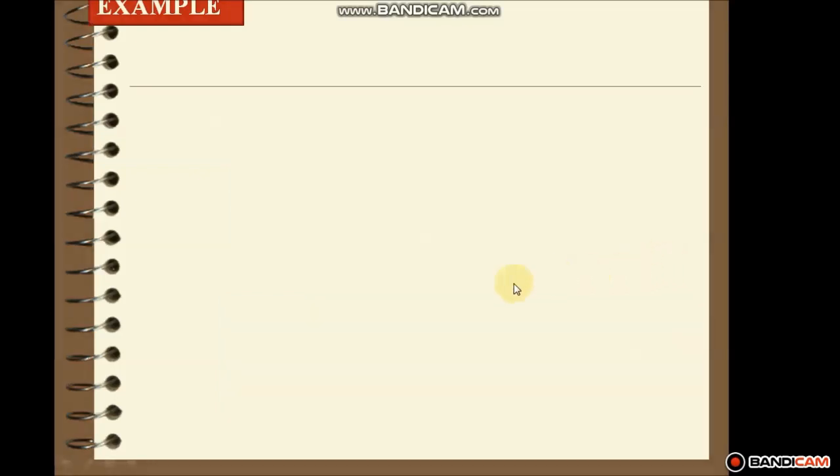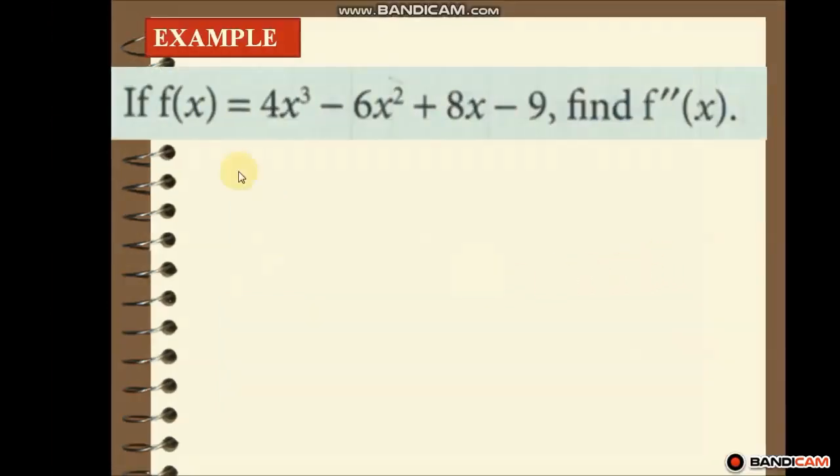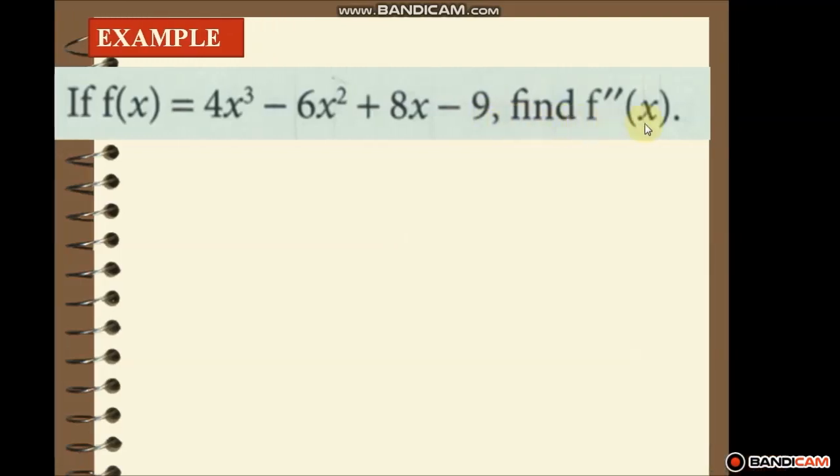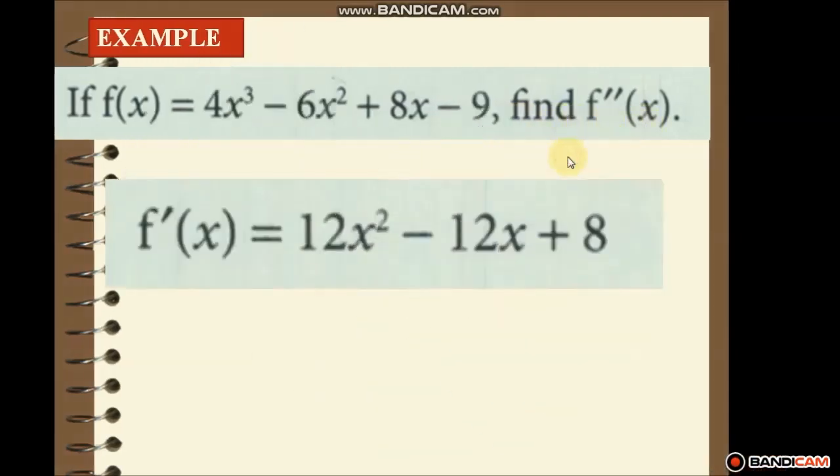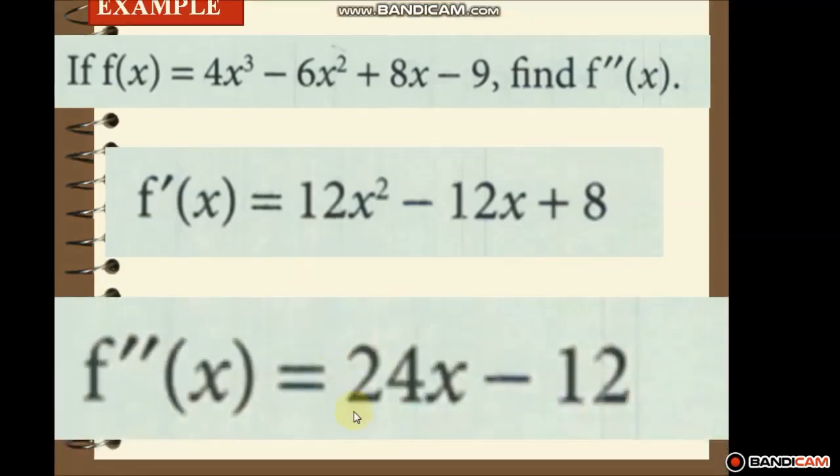Next example. Our function is equal to 4x^3 - 6x^2 + 8x - 9. Find the second derivative. The first derivative will be 12x^2 - 12x + 8. And let's find the second derivative. This one will be 24x - 12.